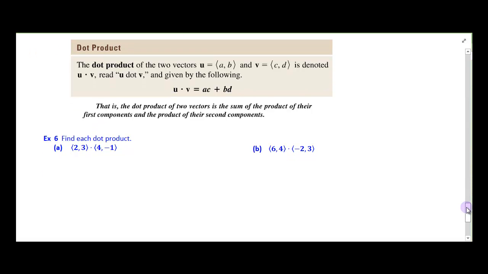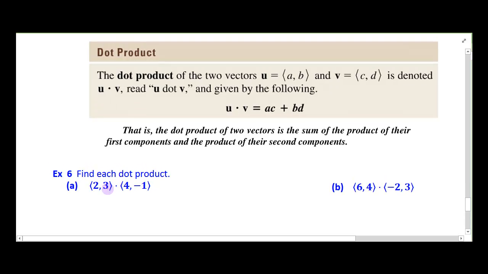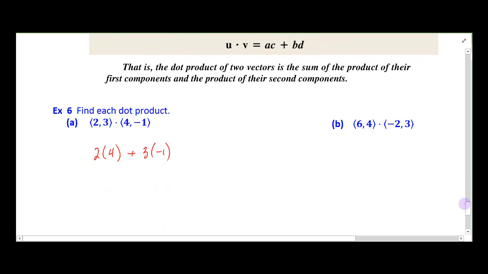So the first one we're going to work is this one right here. Let me make that a little bigger. The first one we're going to work says I want to find the dot product between the vectors 2, 3 and the vector 4, negative 1. Now what we do when we are applying the dot product is I'm going to multiply 2 times 4, and add that to 3 times negative 1. So when I multiply those together, I get 8 minus 3, which is going to give me ultimately the number 5.